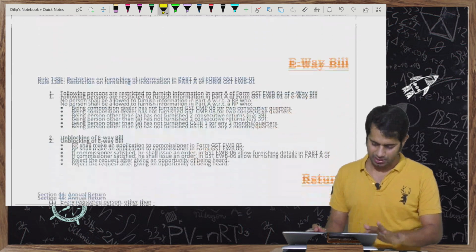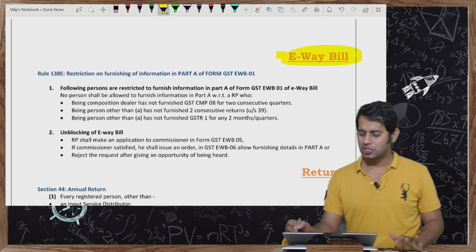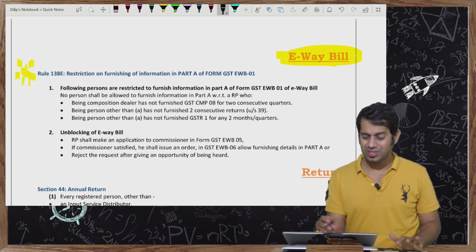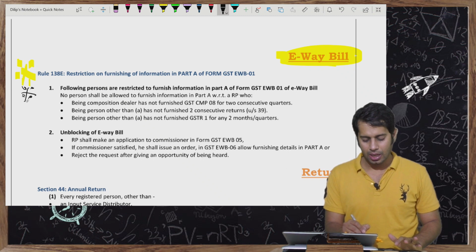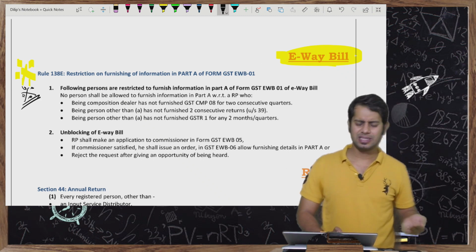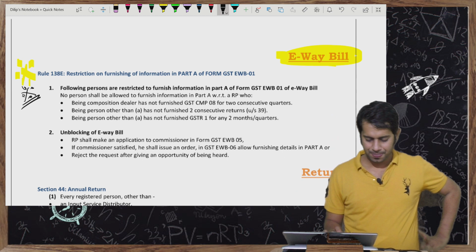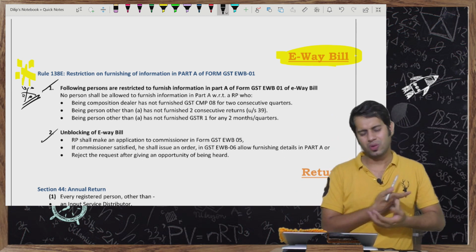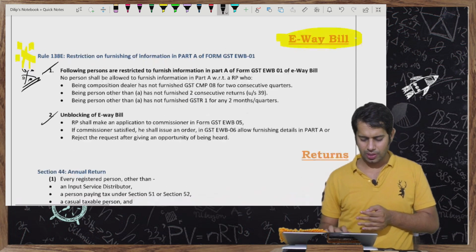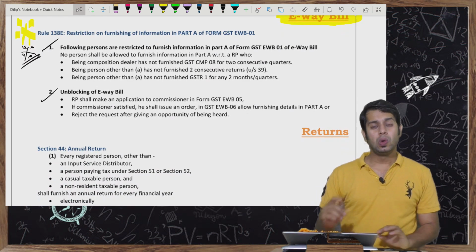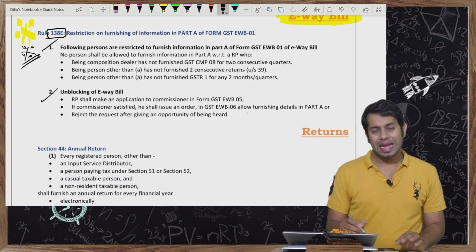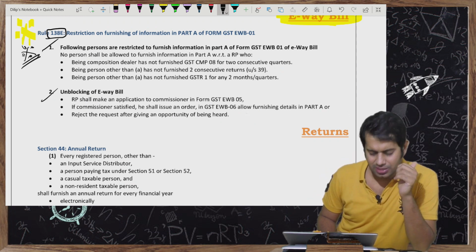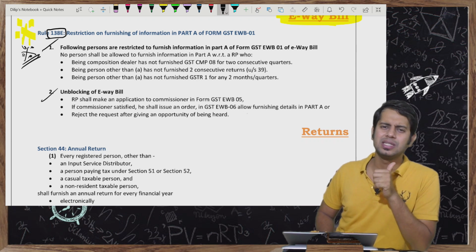Then there is a change made in e-way bill. Again, this is an important change, important for CA, CS and CMA inter students, also important for final students, but because it is a small theory question, they may ask it for the inter students only. Now what is this? Rule 138E has been added in e-way bill rules. In CGST rules they have added this for e-way bill. What is this rule, sir?